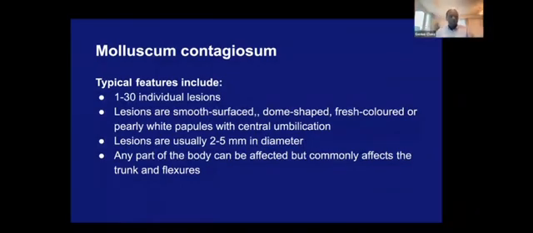Okay, guys, we continue now. So what did we say? That usually it's 1 to 30 individual lesions. The lesions are usually smooth-surfaced, dome-shaped, flesh-colored or pearly white papules with the central umbilication. Lesions are usually 2 to 5 millimeters in diameter, so you need to know roughly the size. Any part of the body can be affected, but commonly it affects the trunk and the flexures, the foldings.